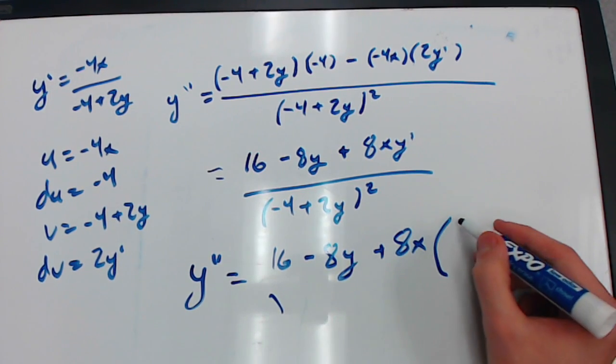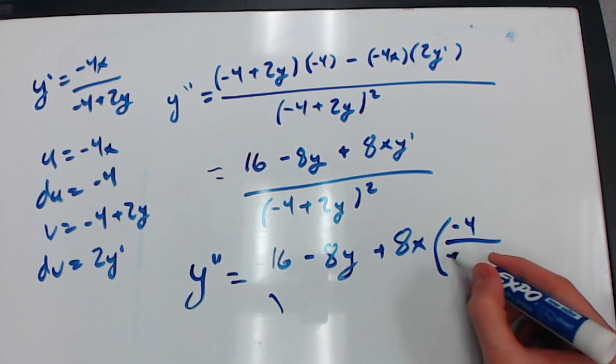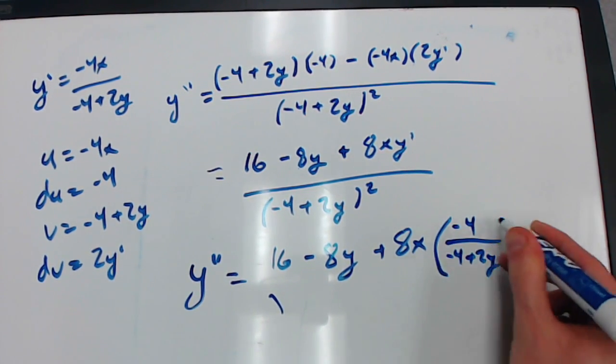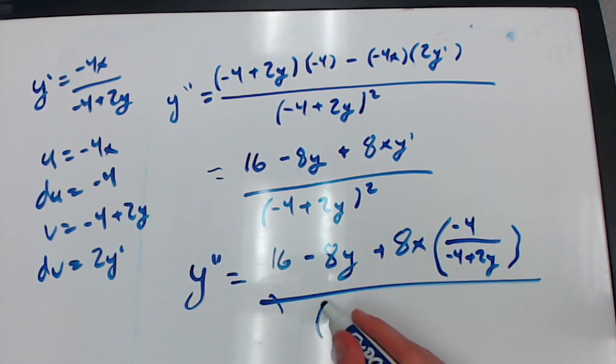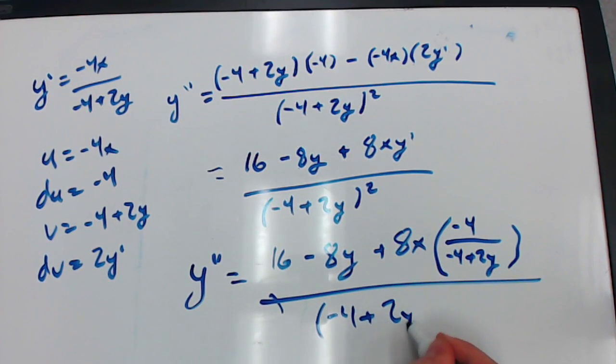So instead of y prime, we're going to have our negative 4x over negative 4 plus 2y, all over negative 4 plus 2y squared.